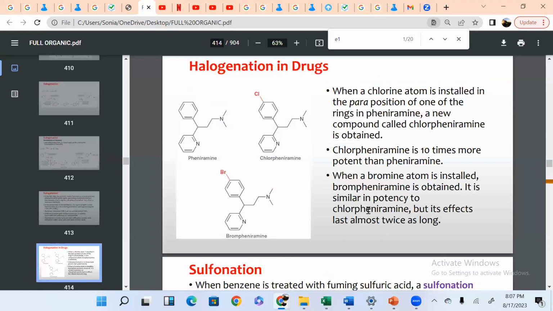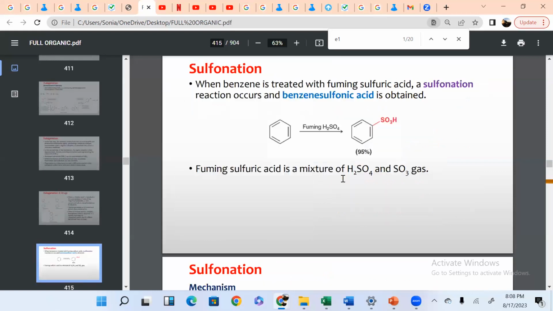An example is of the drugs that we know. For example, a chlorine atom is installed in the para position of one of the pheniramine rings. You have a new product called chlorpheniramine, which is 10 times more potent. The same concept with a bromine atom being installed: you have brompheniramine.